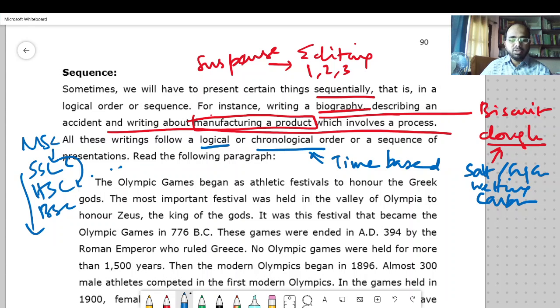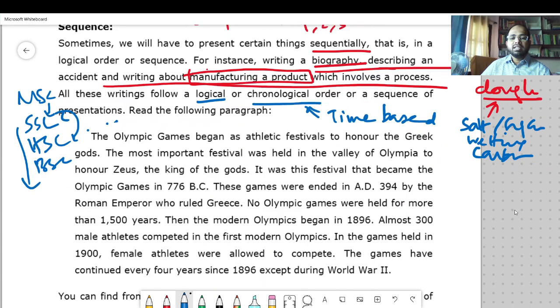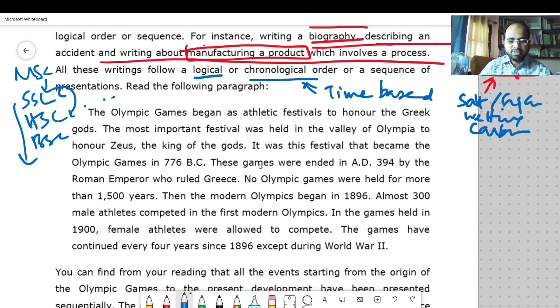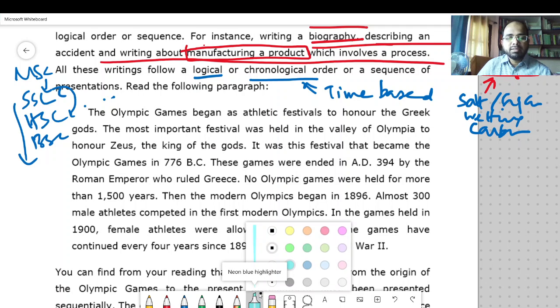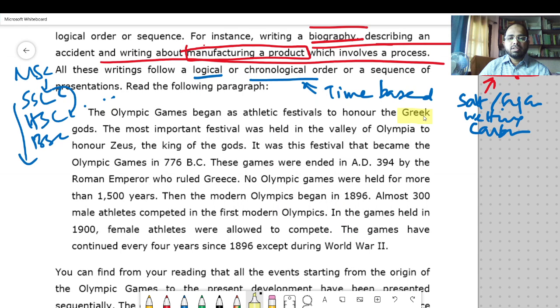Read the following paragraph. The Olympics began as athletic festivals to honor the Greek gods. So here comes the origin, how the Olympics started, right? The Olympic Games were started by the Greeks. So where is it? It started in Greece, an European country. The most important festival was in the Valley of Olympia. That means you need to know that Olympia is a place. It was in honor of Zeus, the king of the gods. So it's a mythical character.